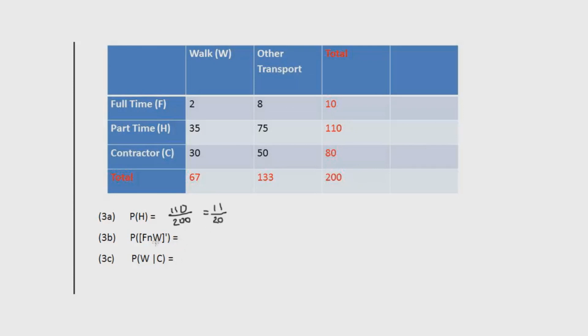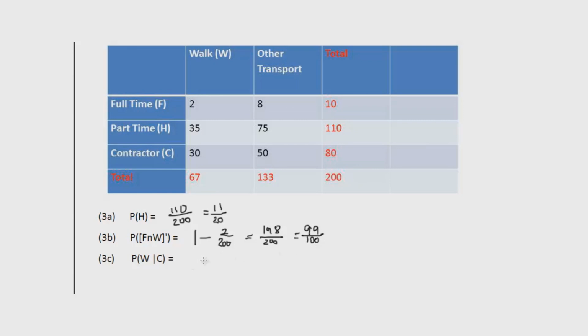Next, probability of not F intersect W. So not just means 1 minus. F intersect W is 2 from here out of 200, which is 198 over 200, which is 99 over 100.